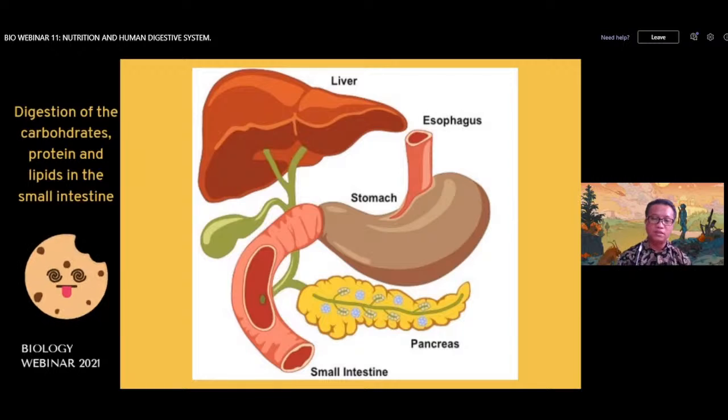Macam mana dia finish up? Okay, the pancreas or the duodenum will secrete pancreatic amylase. Okay, pancreatic amylase ni pun sebenarnya that is speciality for the carbohydrate that miss the digestion in the mouth.